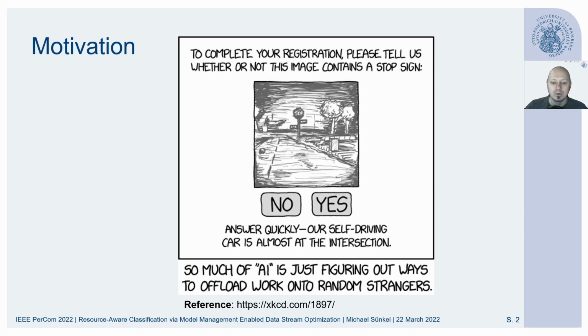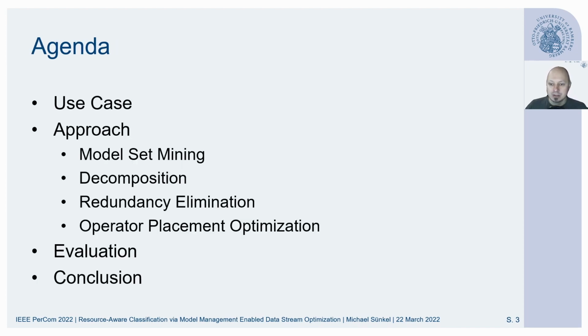We are also offloading or distributing or deploying tasks within a machine learning pipeline, but in a smart way to gain a reduction of resource consumption. The presentation is structured as follows. First of all, I will get into details about our real-world use case, and then I will show the different steps or components of our approach, which are model set mining, decomposition, redundancy elimination, and operator placement optimization. Then I will tell you how we evaluated our approach and how it performs within our real-world use case. And finally, I will conclude the talk.